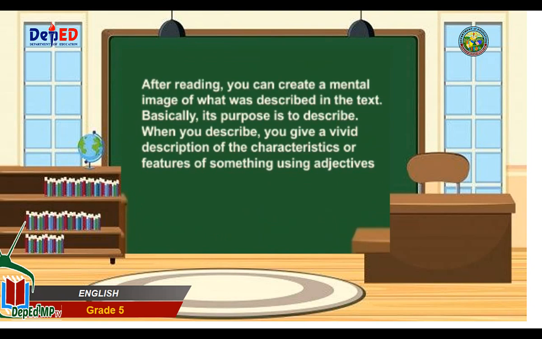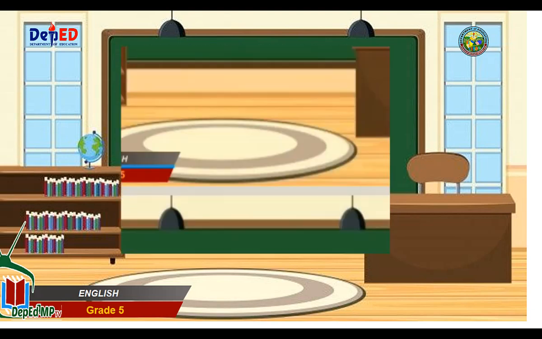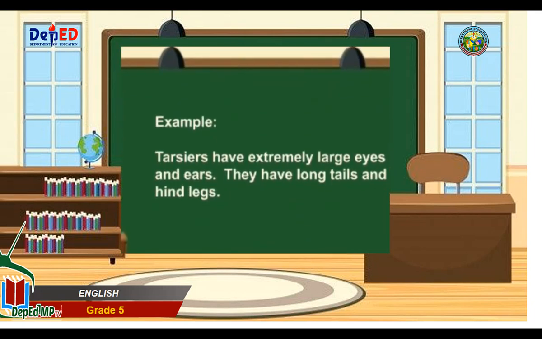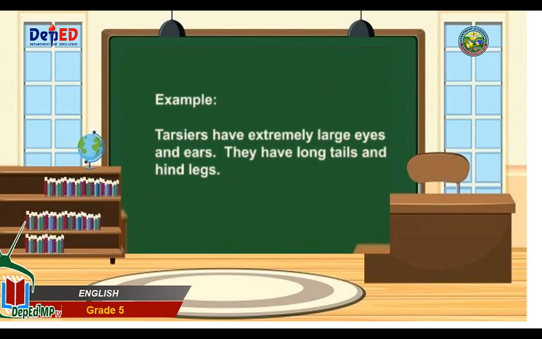After reading, you can create a mental image of what was described in the text. Basically, its purpose is to describe. When you describe, you give a vivid description of the characteristics or features of something using adjectives. Example: tarsiers have extremely large eyes and ears. They have long tails and hind legs.